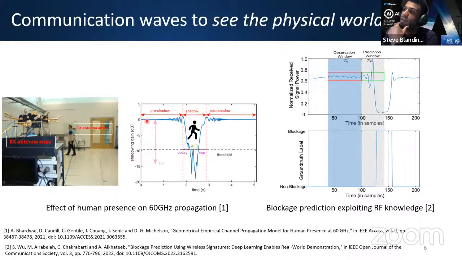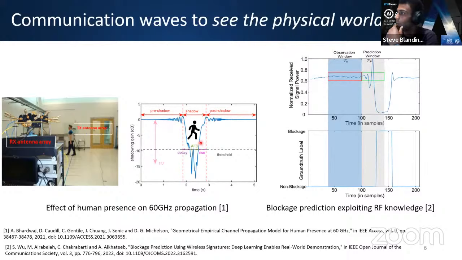And what we see is that the path loss is changing over time. And right before the human is blocking the line of sight, we see a very particular pattern that is due to the interaction between the signal and the human. And this is very interesting information. Because we can understand that there is a presence of the human that is blocking the propagation.